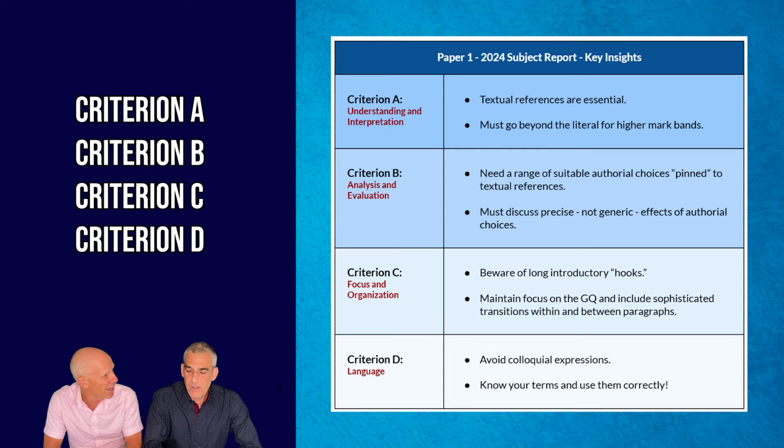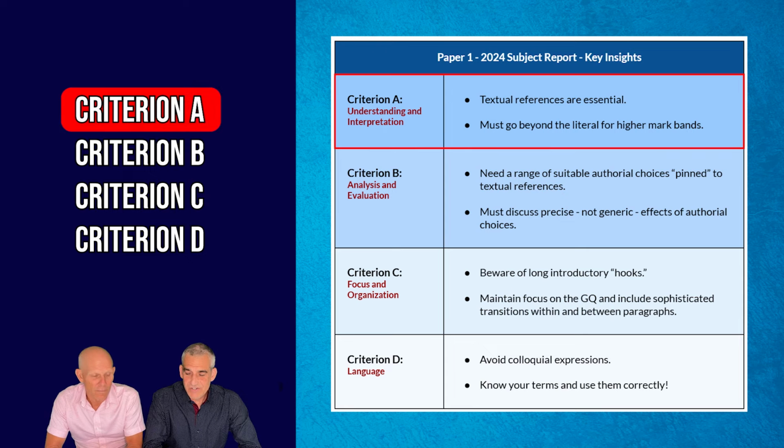What about criterion A? Criterion A for paper one, Mr. Giles, that's your understanding and interpretation. And we know, especially from the examiner report, that textual references are essential. When you're making claims from your paper one text, whether it's a poem, whether it's an advertisement, you need to be pulling out real textual references, those quotes. That has to be the evidence that backs up your claims. Yeah, this is a reading test and we need to be in that text.